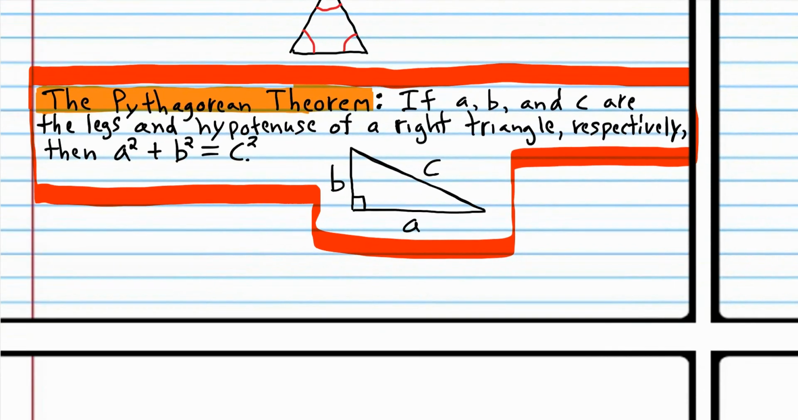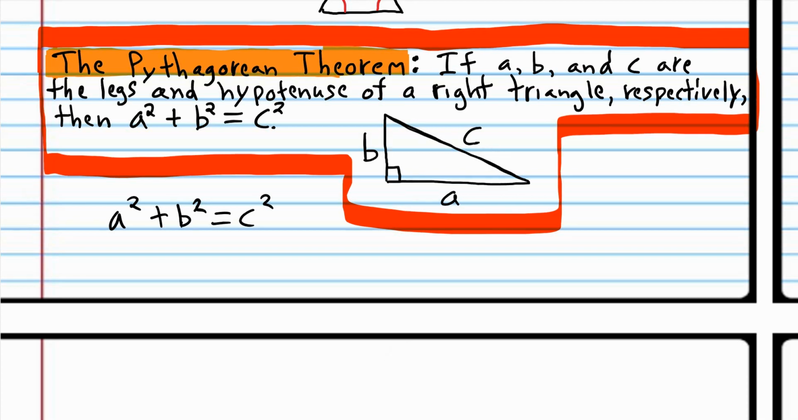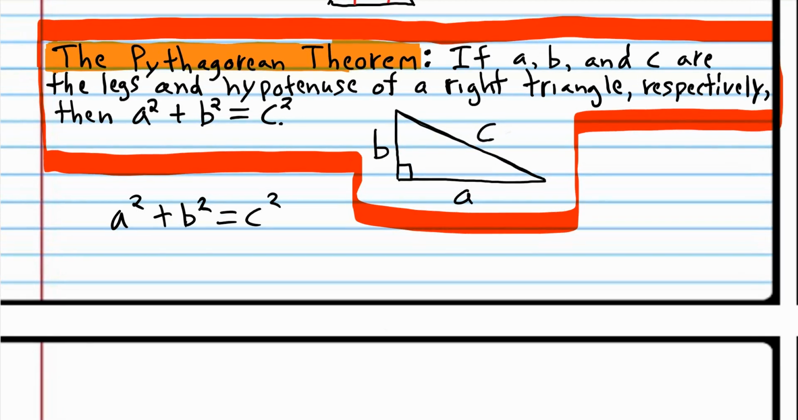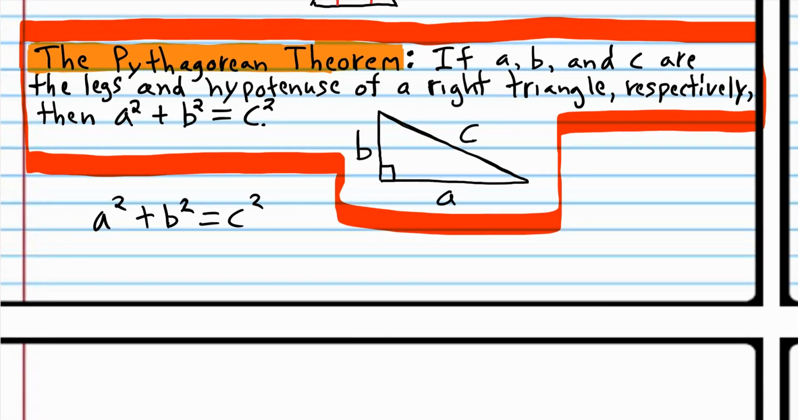So the Pythagorean theorem says that if a and b are the legs of a right triangle and c is the hypotenuse, then in every right triangle, a squared plus b squared is equal to c squared. So the sum of the squares of the legs of a right triangle is equal to the square of the hypotenuse. Now, I know that seems kind of complicated, but don't worry if you don't understand exactly what that means. We're going to go over a lot of practice problems, and you're going to see exactly how that works.